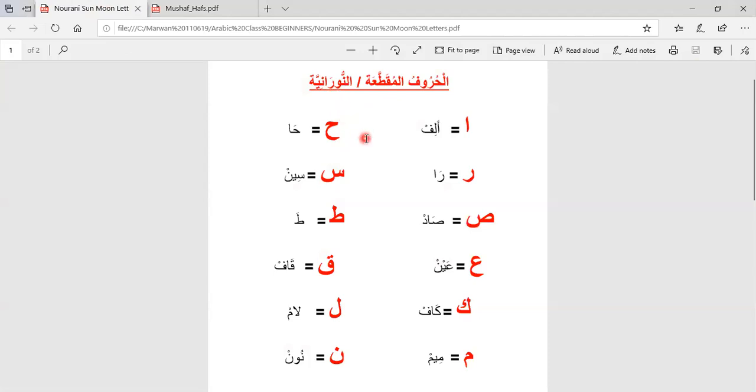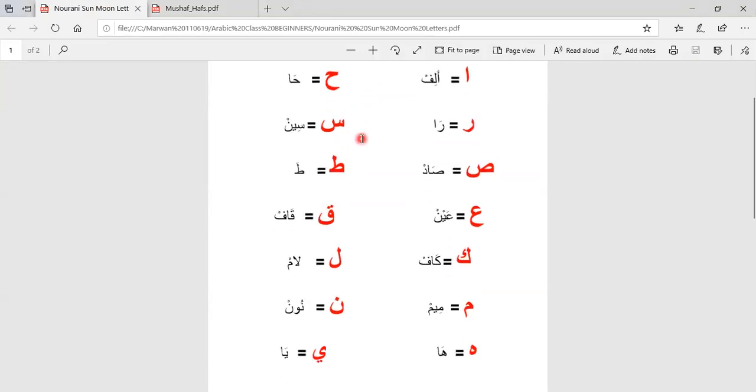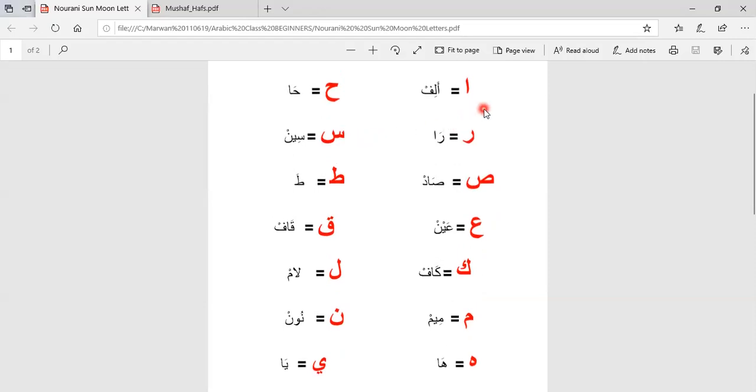There are 14 letters. So 14 out of 28 letters are used sometimes to start surahs in the Quran, and they don't have any accents, so we don't pronounce them like we usually do. The way they're pronounced is by reading their names, how their names are pronounced. So this is an alif. I actually wrote in Arabic how each one should be pronounced. So this is alif. So when you see it, you actually read alif.